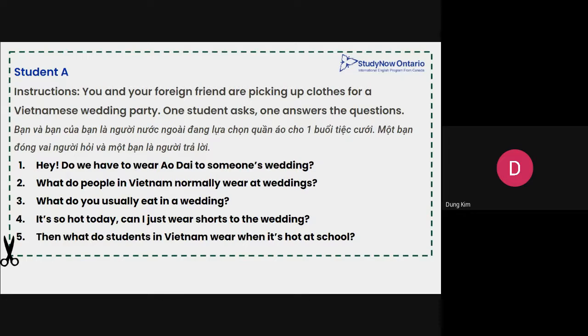Hey, Luon, do we have to wear a suit to someone's wedding? Yes, I think it is suitable to wear to someone's wedding. Okay. And what do people in Vietnam normally wear at weddings? I think people in Vietnam normally wear luxury dresses at weddings. I think so.